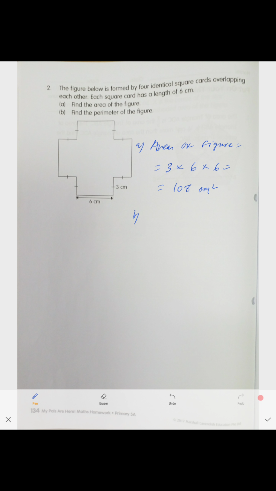And this part is also a perimeter of the square. So you have 2 times the perimeter of the figure, right? So you have 2 times what? The perimeter of the square is 6 times 4. 4 sides, each side is 6 centimeters. This is what you do. It is 48 centimeters. Easy.